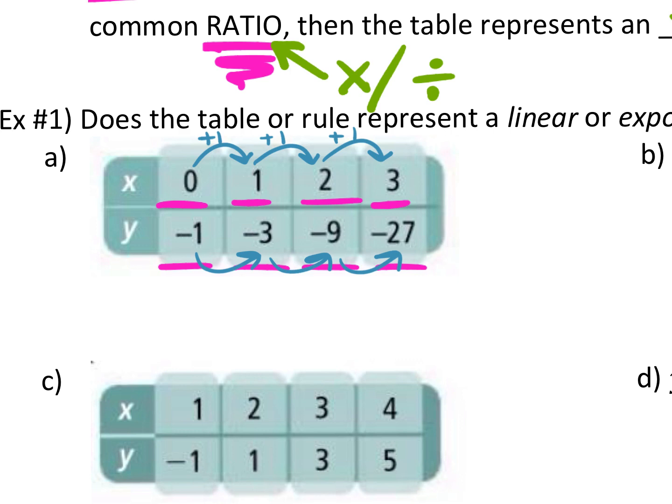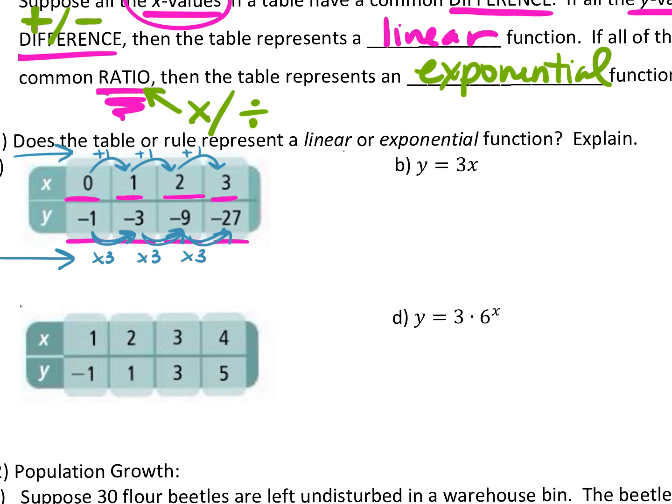If we multiply it by 3. If I go times 3, I get this. If I go times 3, I get negative 9. If I go times 3, I get negative 27. What they're saying is, as long as this is going up by the same amount with addition, and then this one is changing by the same amount with multiplication or division, this is exponential, okay? So does this represent linear or exponential? This one would be exponential.